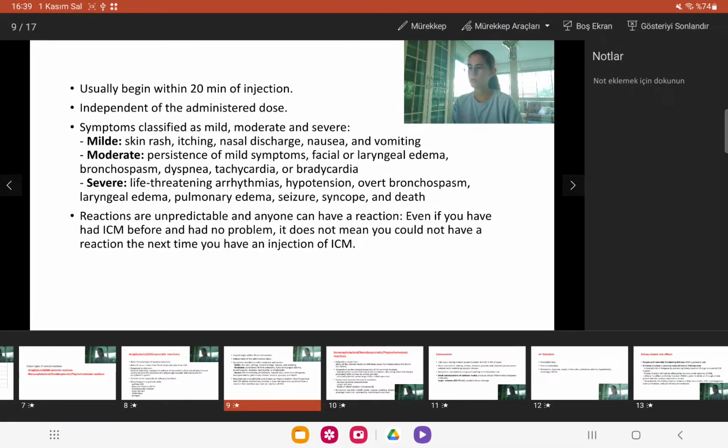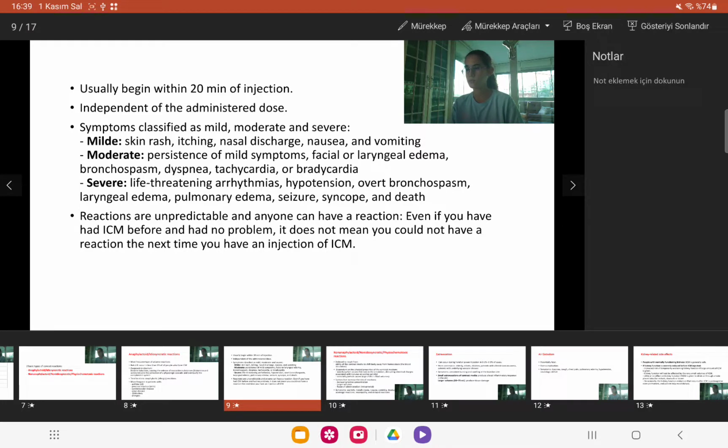Anaphylactoid reactions usually begin within 20 minutes of injection, and they are independent of the administered dose. Symptoms can be classified as mild, moderate, or severe. Mild symptoms include skin rashes, itching, nasal discharge, nausea, and vomiting.